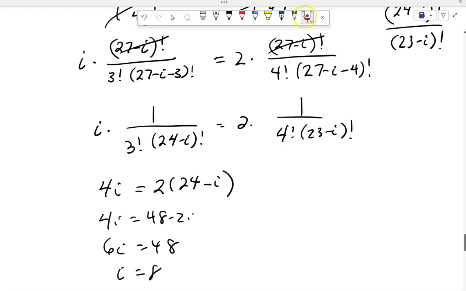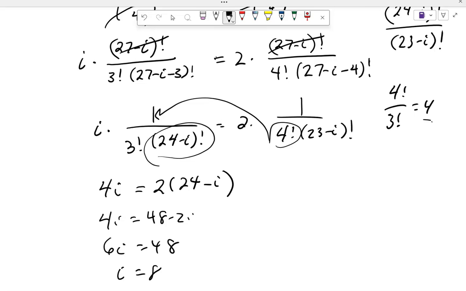So when I multiply this to the other side, you'll have 4 factorial over 3 factorial, which simplifies to 4. Because I'm taking this and moving it over here, and so I just get a 4. So that's where the 4i comes from. And then I'm taking this and moving it over here, so I'm just left with 4i. That's where that came from.